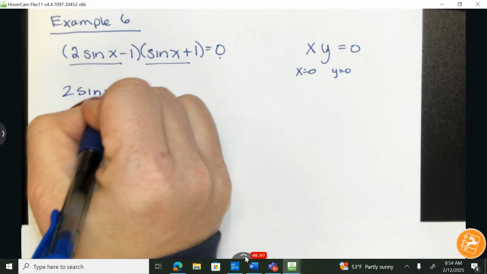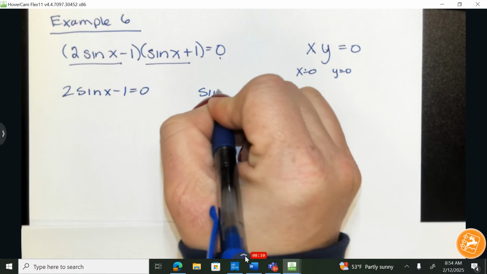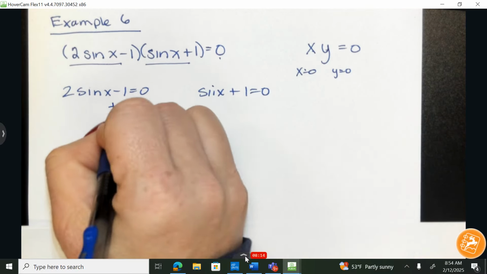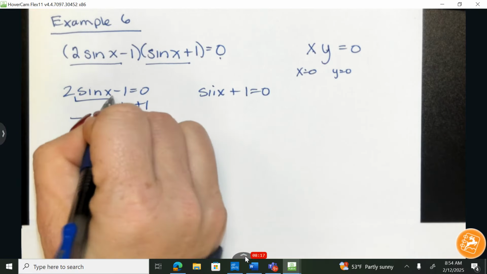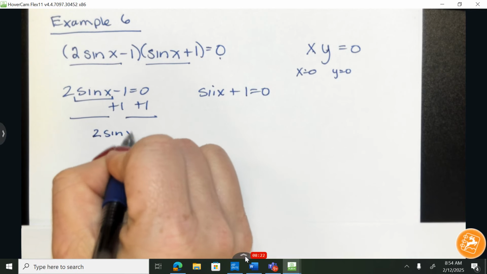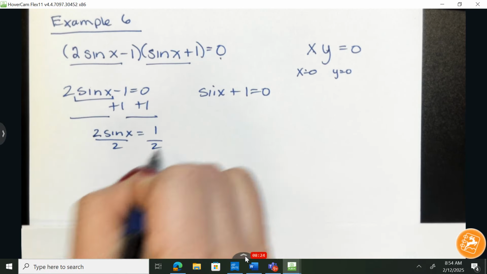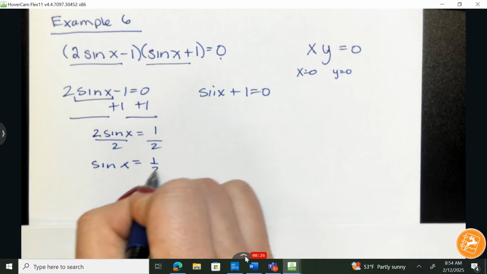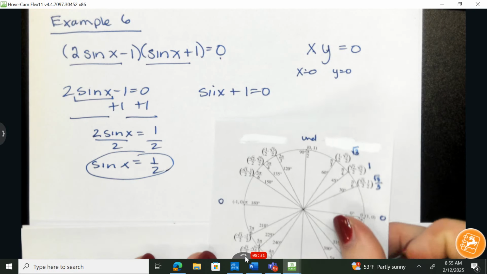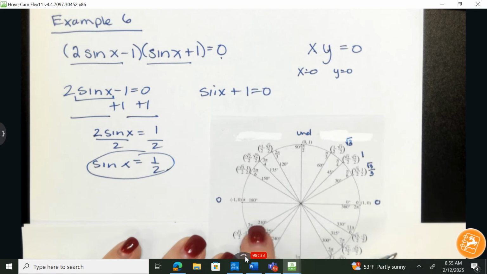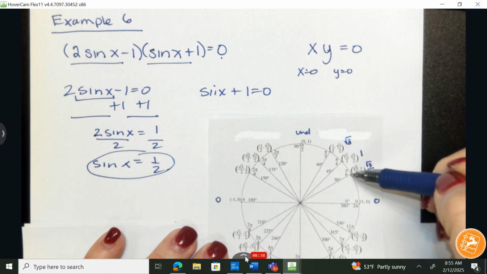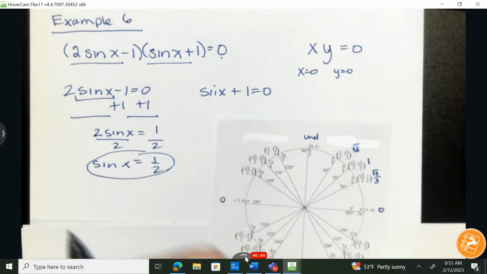So 2 sine of x minus 1 equals 0, and then the sine of x plus 1 equals 0. All right, let's go ahead here and isolate the sine of x. I'm going to start by adding 1 to the opposite side, and then after that I'm going to divide by 2. Now there is no square here, so it's not a plus or minus. I want to locate where the sine is equal to a positive 1/2. All-Star Trig class tells me I'm going to look in quadrants 1 and 2. So I'm looking at pi over 6 and 5 pi over 6.